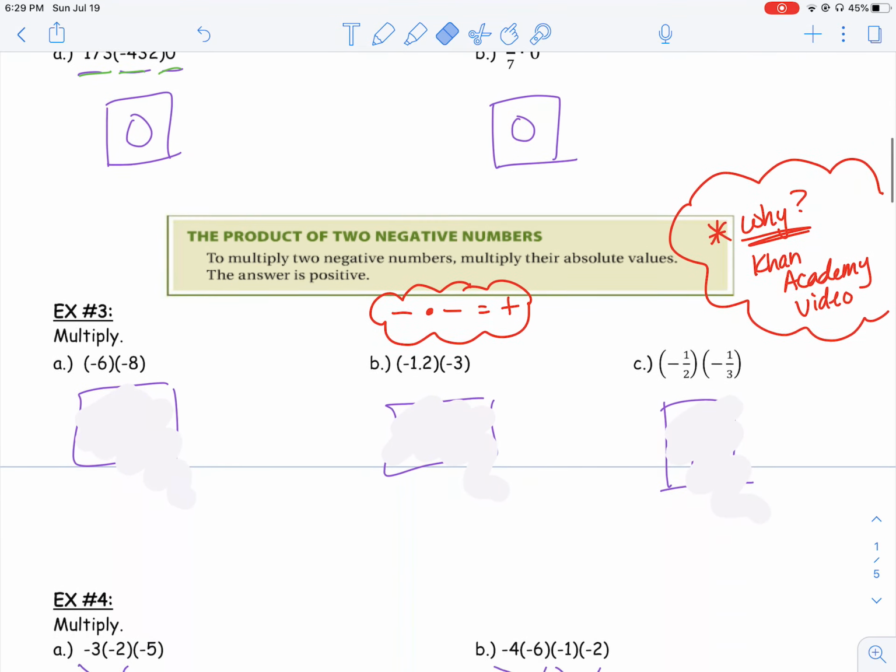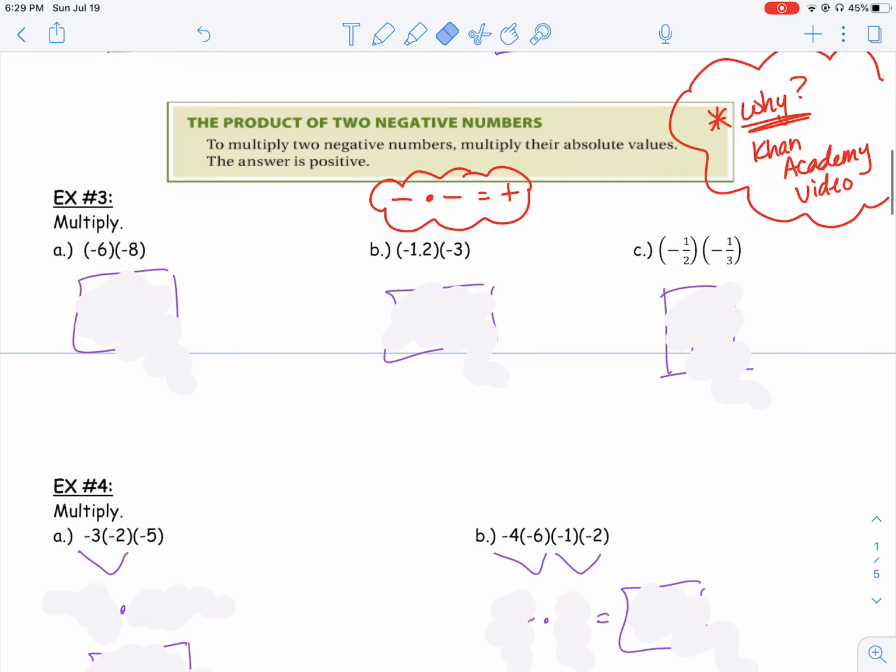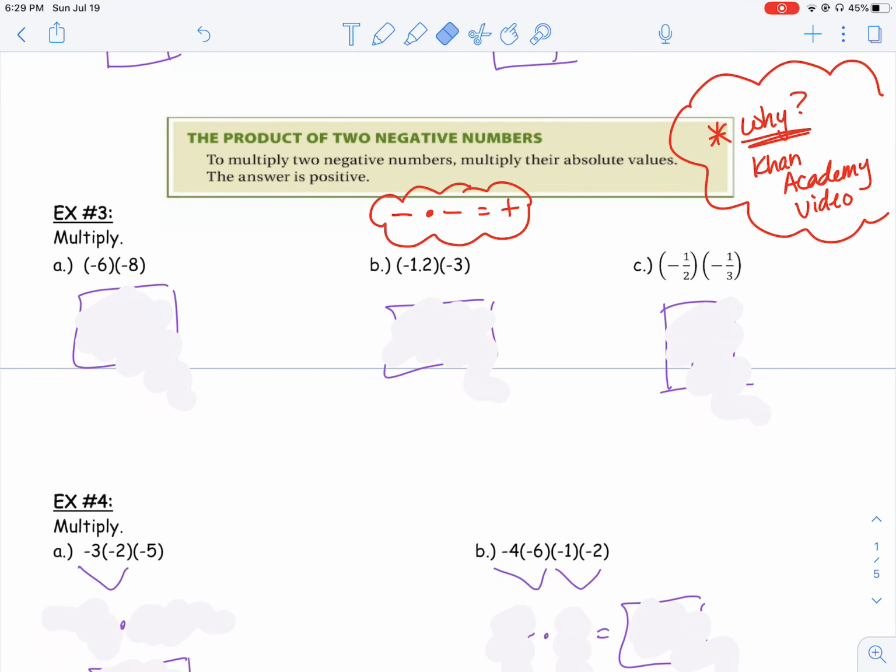Now the next one has us multiplying two negative numbers, and you might have remembered from the past that two negatives make a positive. This explanation is a little bit more complex, and so I found a Khan Academy video that might help explain why that is. I put that link in Canvas, so if you're interested, it's kind of interesting on why two negatives make a positive. But as soon as we multiply two negatives, we know that our answer is going to be a positive.